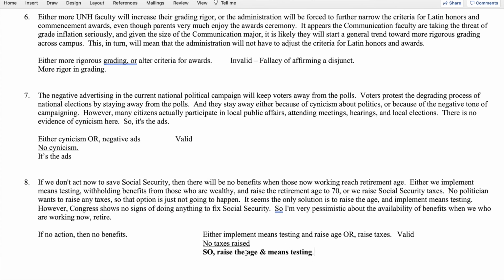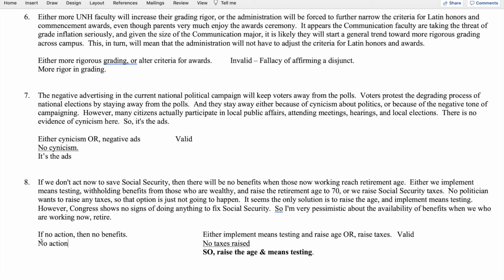Now we take this statement, which functions as the conclusion of the disjunctive argument, and we return to the conditional argument that we've begun to construct over here. So in this instance, we have if no action, then no benefits. So the question is, are we going to get any action on Social Security by Congress? That is Congress going to implement means testing and raise the age in Social Security? So even though it seems the only solution is to raise the age and implement means testing, Congress shows no signs of doing anything to fix Social Security. So there'll be no action of any kind on Social Security.